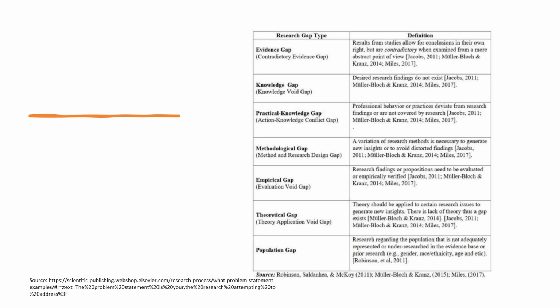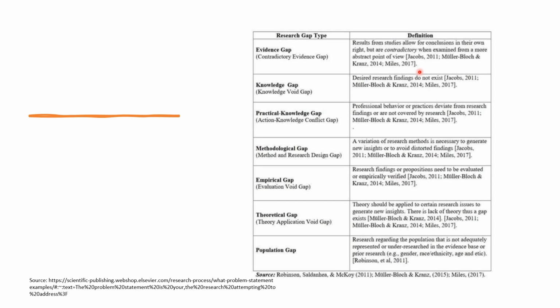So we have here the first one, the evidence gap, or contradictory evidence gap. It is defined as such that the results from studies allow for conclusions in their own right, but these results are contradictory when examined from a more abstract point of view. So there are studies that have been conducted about a particular topic, say for example, in our example, stress. So many studies have been conducted about stress, but one author said one thing, another one said a different thing based on their results. So as you can see, there is a contradiction with the results.